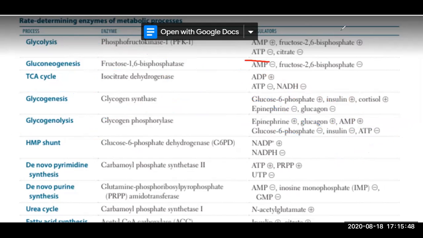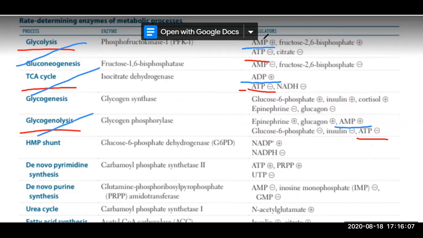More ATP, more ATP are inhibiting TCA, glycolysis and glycogenolysis. Okay, and more ADP and more AMP are activating glycolysis, TCA and glycogenolysis. So this is the same because all these are generating energy. More energy, less cycle. Less energy, more cycle. Simple concept.